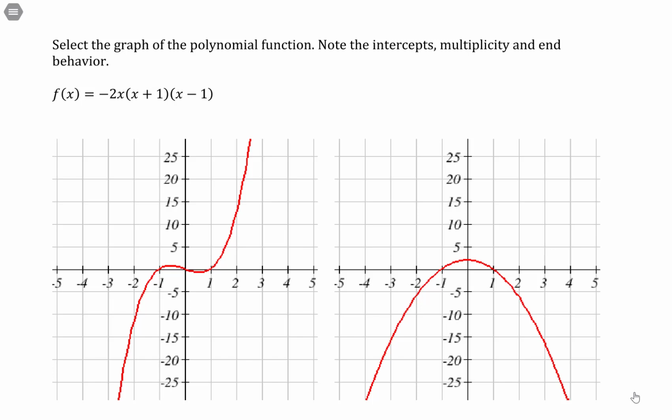Select the graph of the polynomial function. Note the intercepts, multiplicity, and end behavior. So to begin with, let's start off looking at the intercepts.